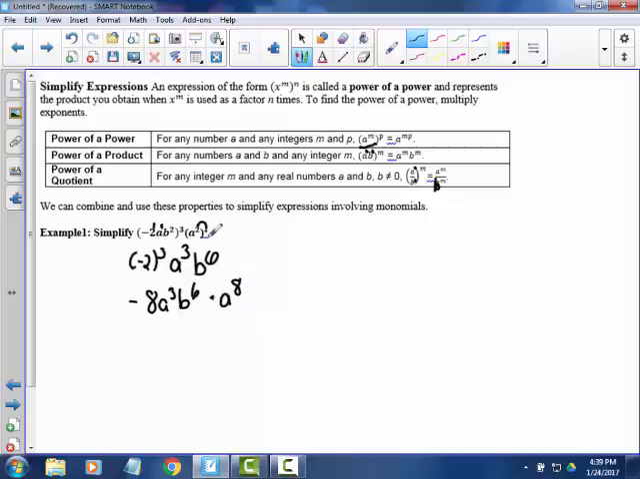Now we're through with our new power rules, but we have two a terms and we're multiplying. And we learned yesterday when you're multiplying like bases, you can add their exponents. So we're going to add 3 and 8. And then the -8 and b don't have any like terms, so we're just going to bring those down. So now that is -8, a to the 11th, b to the 6th power.